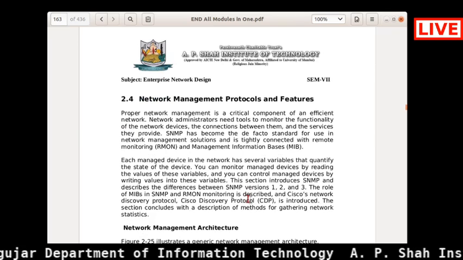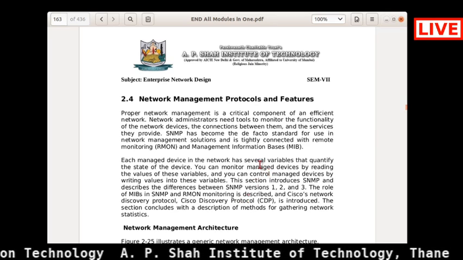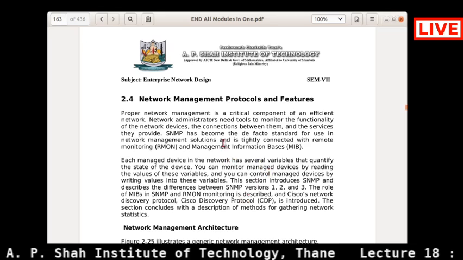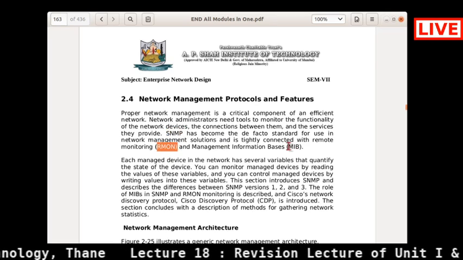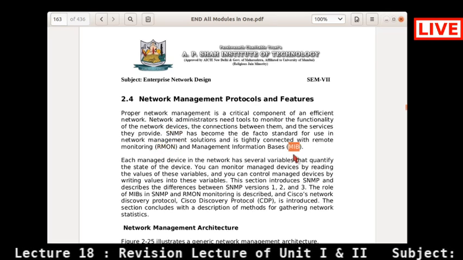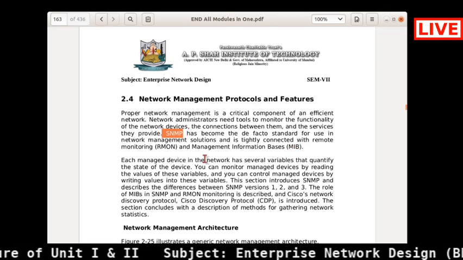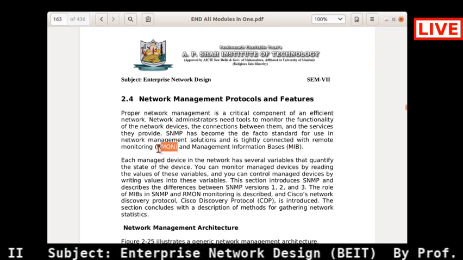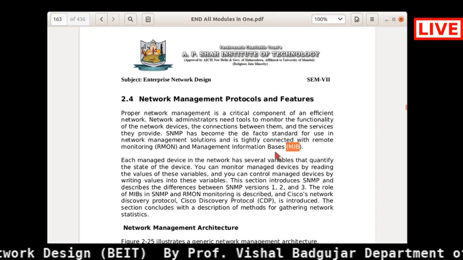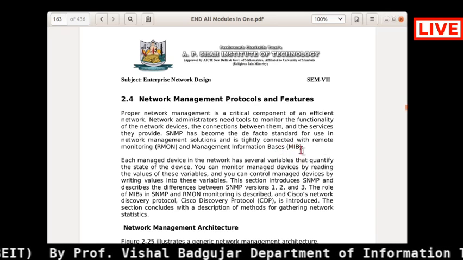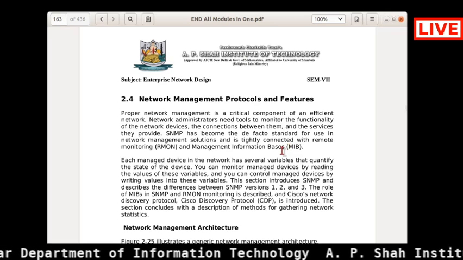And then the last topic we have covered is network management protocols and their features, right? Whenever I talk about network management protocols, there are mainly three: SNMP, RMON, and MIB, right? SNMP has three versions: SNMP v1, v2, v3. RMON has two: RMON 1 and RMON 2. MIB also has three parts: MIB 1, MIB 2, and the third one is private MIBs, which we call Cisco MIBs. We have given a Cisco MIB example, right?